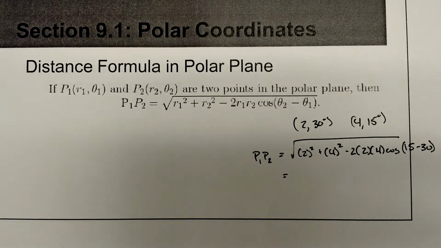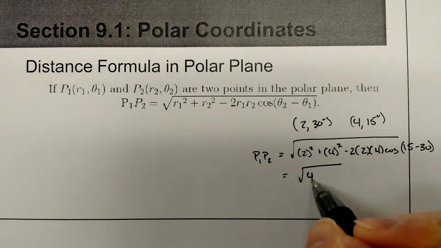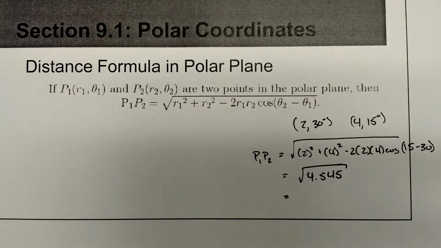So if you type this all in, 2 squared plus 4 squared minus 2 times 4 times the cosine of 15 minus 30. Make sure your calculator for this problem at least is in degrees, since your angles are given in degrees. So the stuff underneath the square root is 0.54. So if you take the square root, you'll get 2.1. So they're 2.1 units apart. So that's the end of section 2, or 9.1.